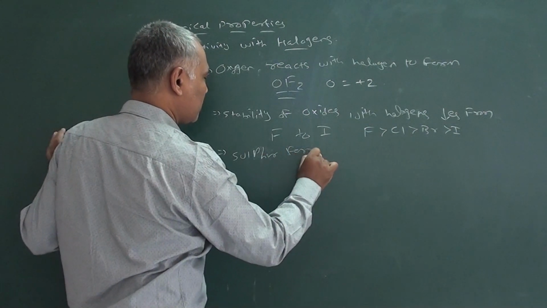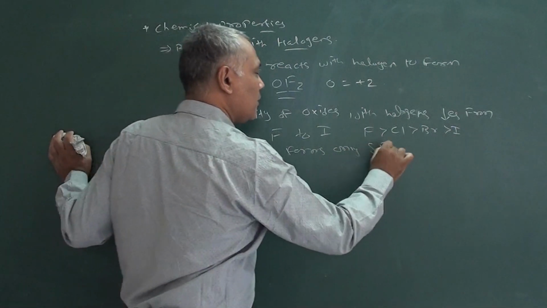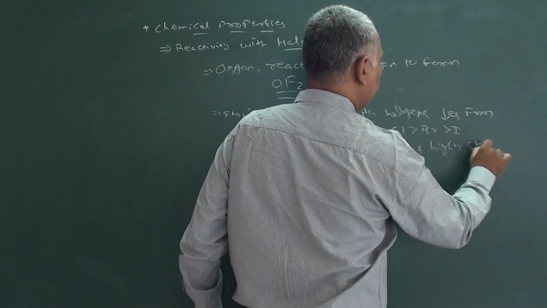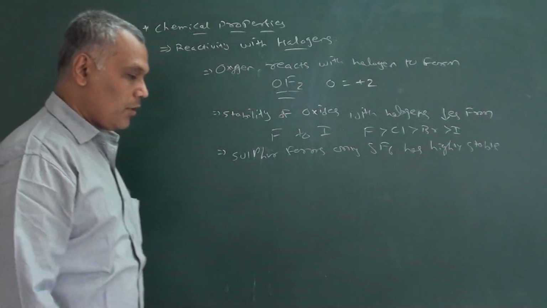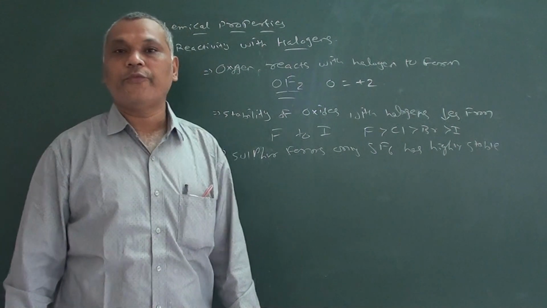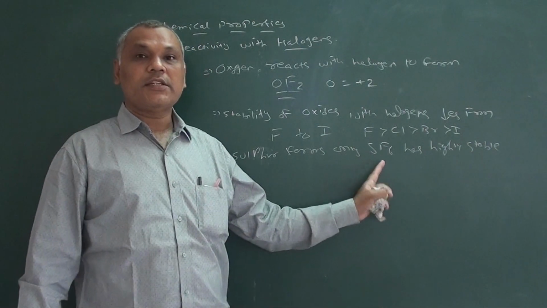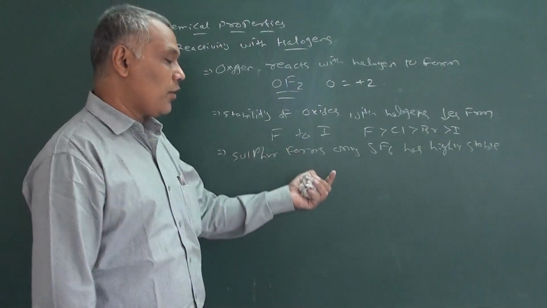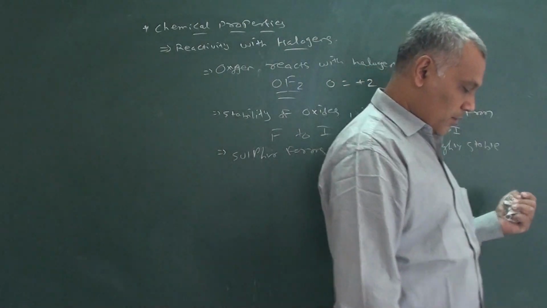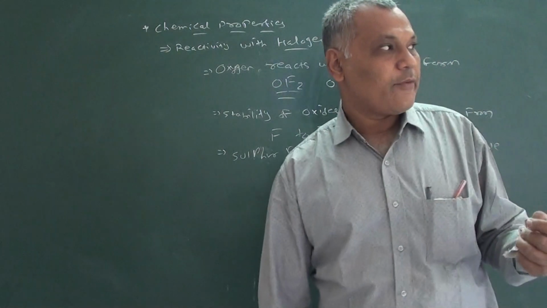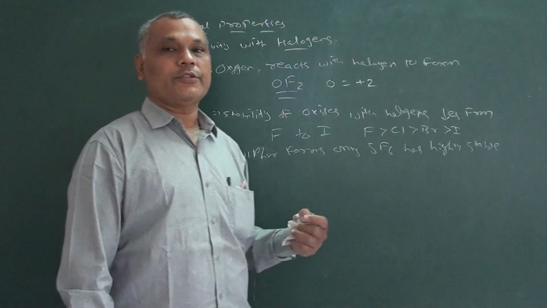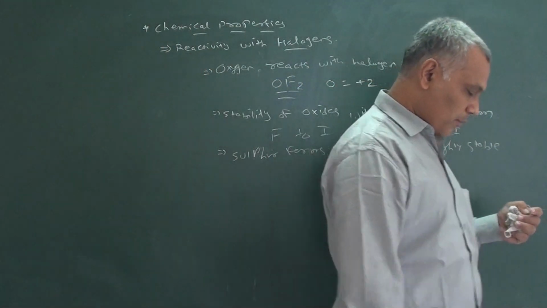Sulfur forms only SF6 as highly stable. It is the only component that is going to produce a hexafluoride as highly stable. None of the other elements of the same group can form hexafluorides, with 6 fluorine atoms attached. Right? It's the only component having a higher stability. Then the next property is that among these fluorides, SF4 is a gaseous component, while SF6 is a solid at room temperature. That is a specific characteristic of this compound.